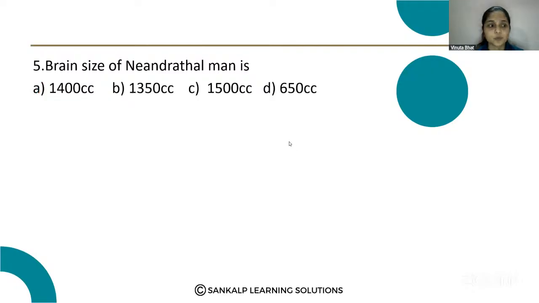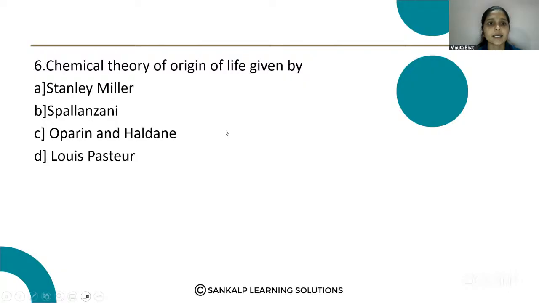Yes, let's move to the sixth question. Chemical theory of origin of life given by Stanley Miller, Spallanzani, Oparin and Haldane, Louis Pasteur. In the last-to-last question, we discussed the chemical theory of origin of life, that is experimentally proven by... ಯಾರು ಪ್ರೂವ್ ಮಾಡಿದ್ರು ಅಂತ ಇತ್ತು ಅಲ್ವಾ. For that question, Stanley Miller is the correct answer.